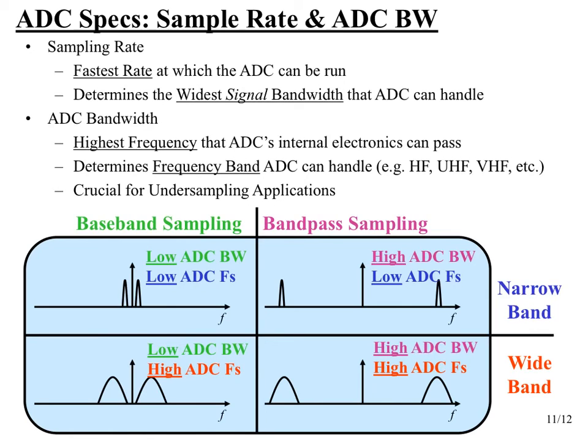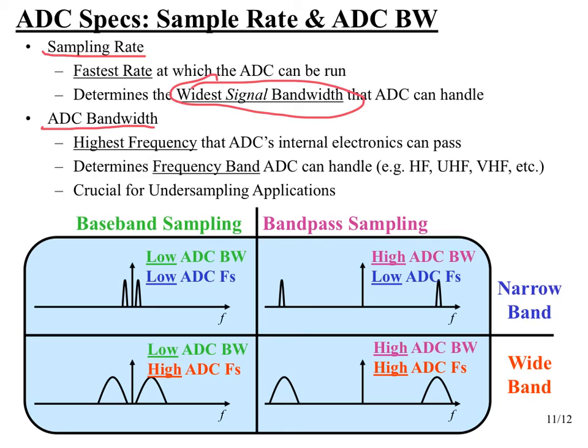There are at least two things you need to look at. These are the main things. On the spec sheet, you'll see a sampling rate, and that has nothing to do with the frequency range that you're able to process. It just has to do with the fastest rate at which the A to D converter's sampling can be run. And that sets the widest signal bandwidth that the A to D converter can handle.